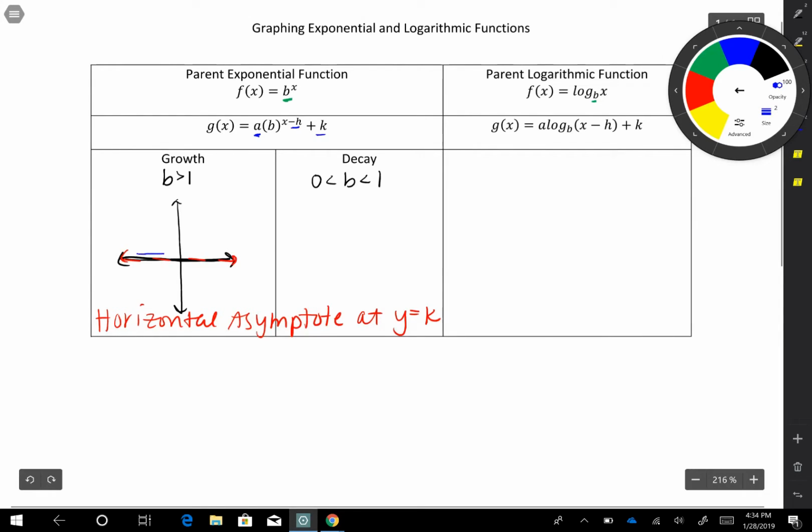And then this is what growth looks like. Your decay graph also has that horizontal asymptote at y equals 0. However, it is decaying toward that asymptote.